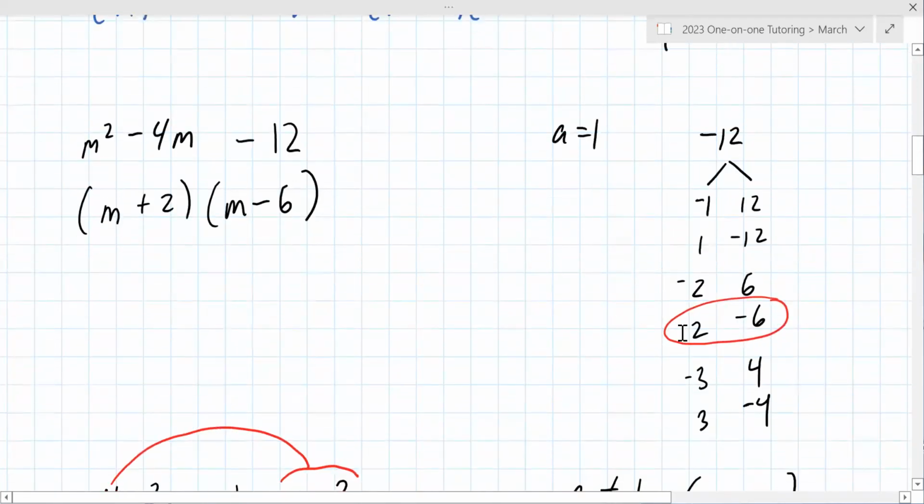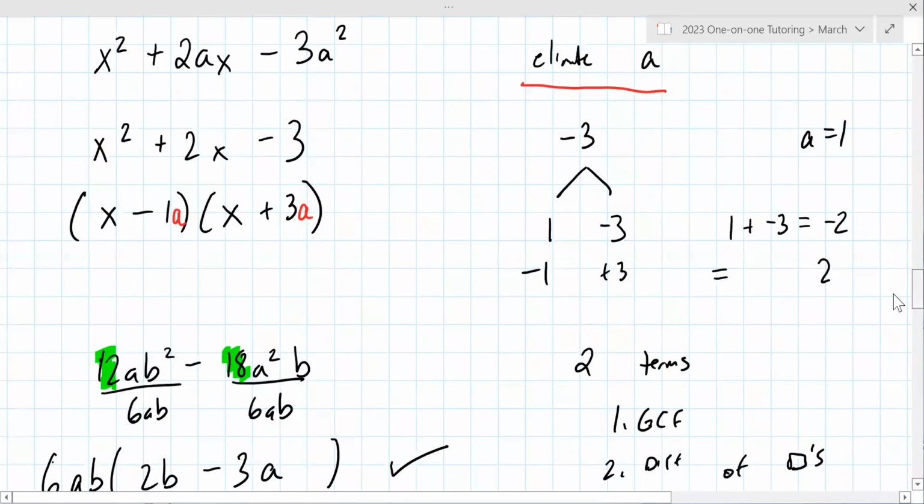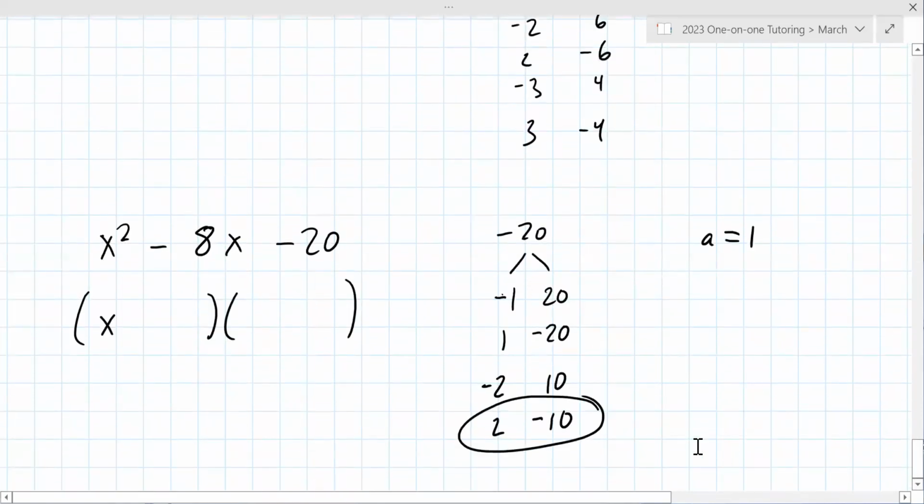We did the same thing here. 2 and -6 works. So it's m plus 2, m minus 6. See how it's 2 and -6? Whatever numbers work, that's what goes in parentheses. Okay. So here we go. What goes in parentheses here? -2 x. But we didn't choose -2. We chose +2. Oh, well, I was thinking of that negative in front of 8, but you're looking for two numbers that add together to get -8. Do you have those two numbers here? Yes. So you write them here, 2 and -10. Okay, now I'm figuring it out.